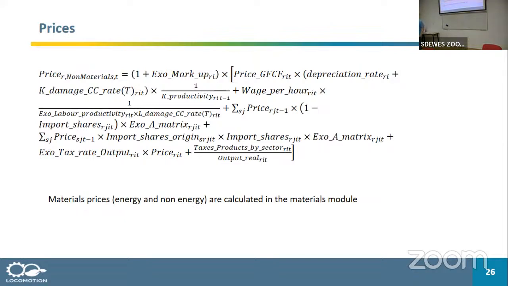Yes. And this is data. The markup is something that is already in the data. It is the operating surplus divided by all the costs, and we keep it fixed.